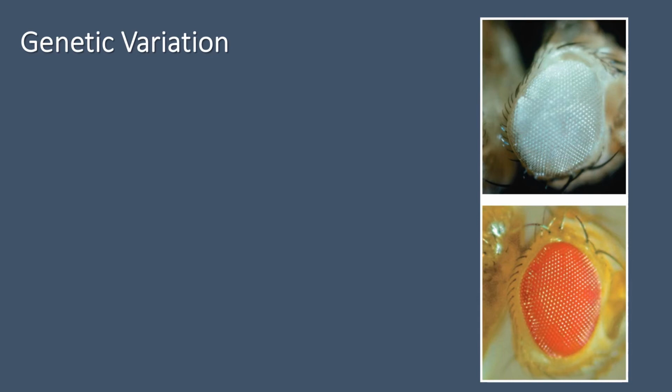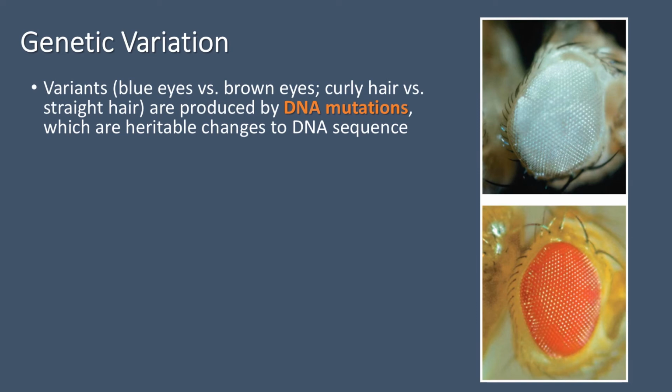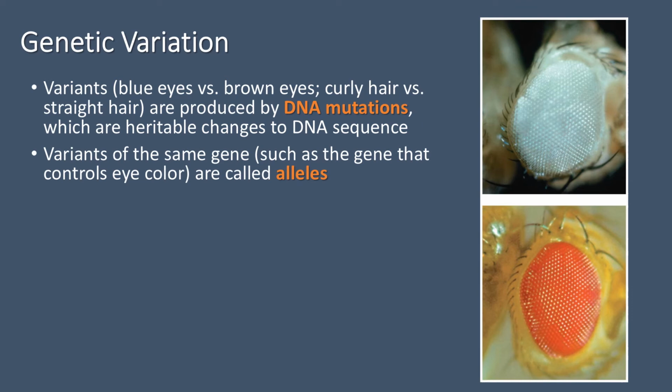I said that in the process of meiosis, you end up with cells that aren't necessarily identical to each other because we do have genetic variation. Thanks to DNA mutations that occur spontaneously and randomly throughout time, there are changes in the DNA sequence that lead to the formation of what we call alleles. And so these are variants of the same gene.